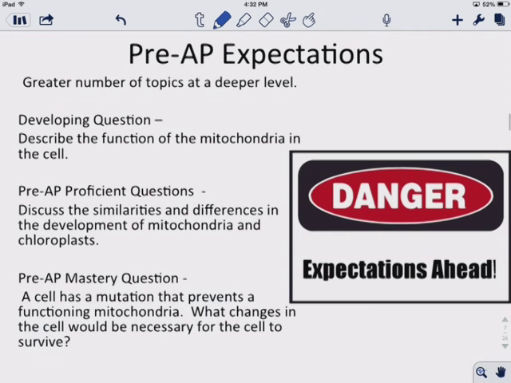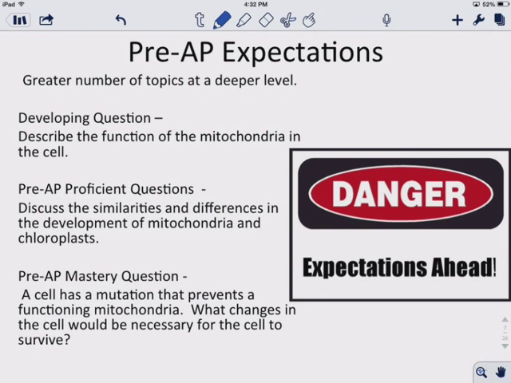Now, with pre-AP chemistry, we really have high expectations. It's a greater number of topics, and this is very important, it's at a deeper level. And usually we break up questions so that you can get an understanding of what we expect in pre-AP chemistry. We took a basic question from biology, and if you look at the developing level question, it says, describe the function of the mitochondria in the cell. In a pre-AP class, we expect this to be a very basic level question. In a regular or another type of class, it might be a little bit higher, but here that's a very basic level question.